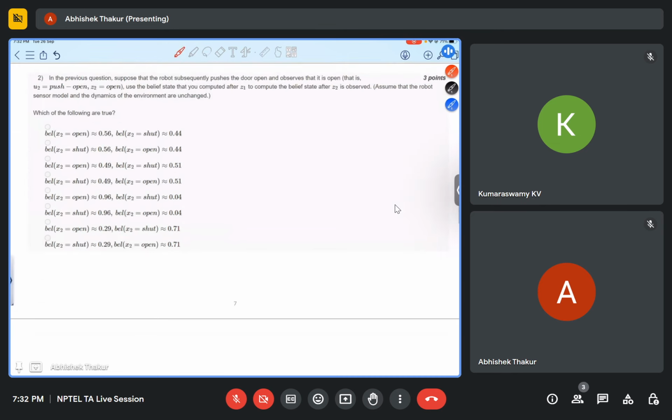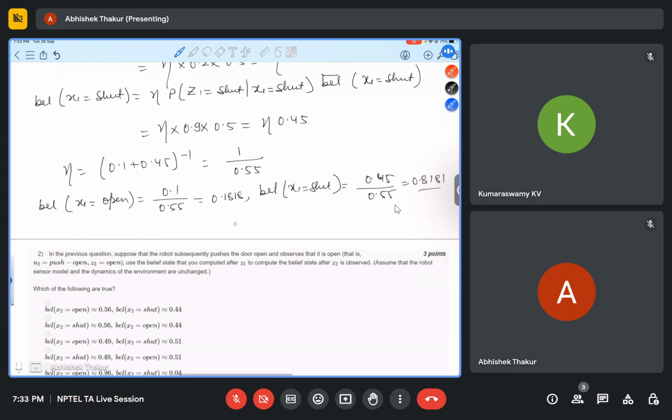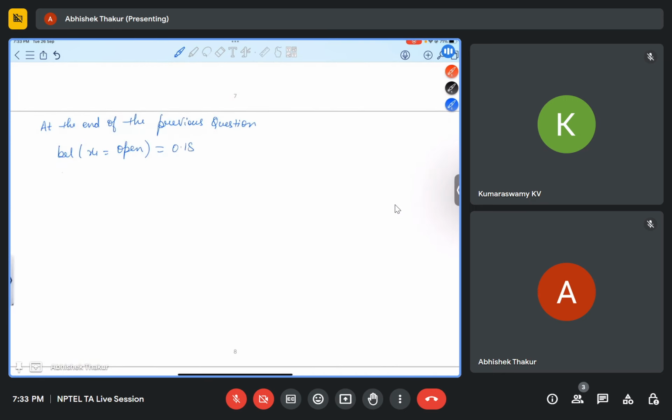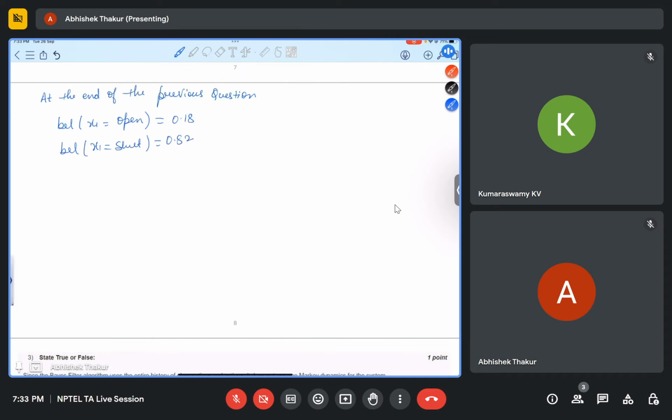So at the end of the previous question, we had belief of x1 is equal to open is 0.18, belief of x1 is equal to shut is 0.82. So, in finding belief after the measurement of Z2, first we will find the prediction step. So, in the prediction step, we have to find belief bar using the same formula which was discussed in the classroom and in the previous question.